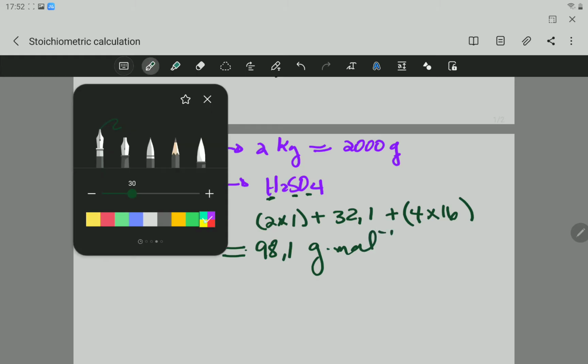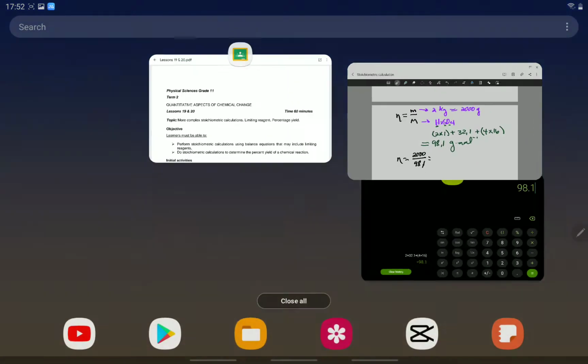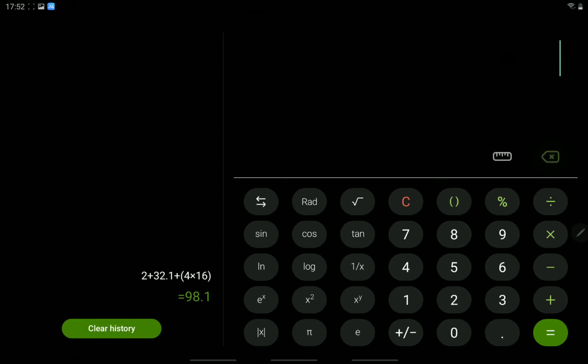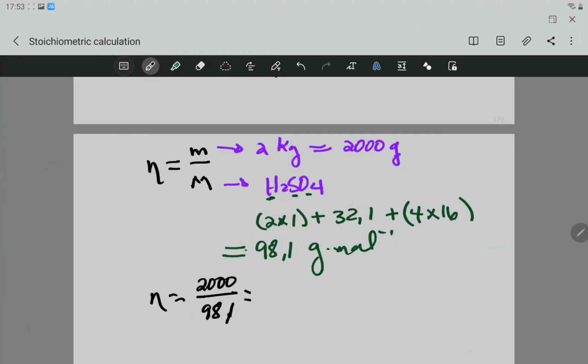So let's continue and calculate the number of mole. Number of mole is equal to 2000 divided by 98,1. The answer is 20,39. Okay, 20,39 mole.